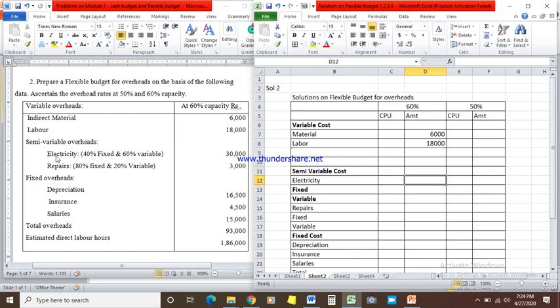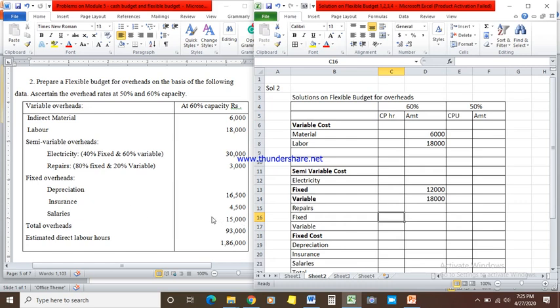Then when it comes to semi-variable overheads, electricity is 40% fixed, 60% variable. So under the semi-variable cost, electricity, I have written, the fixed portion is how much? 40%. 40% of 30,000. The remaining 60% is variable, 60% of 30,000. So we are not going to calculate the cost per unit here. It is a cost per labor hour.